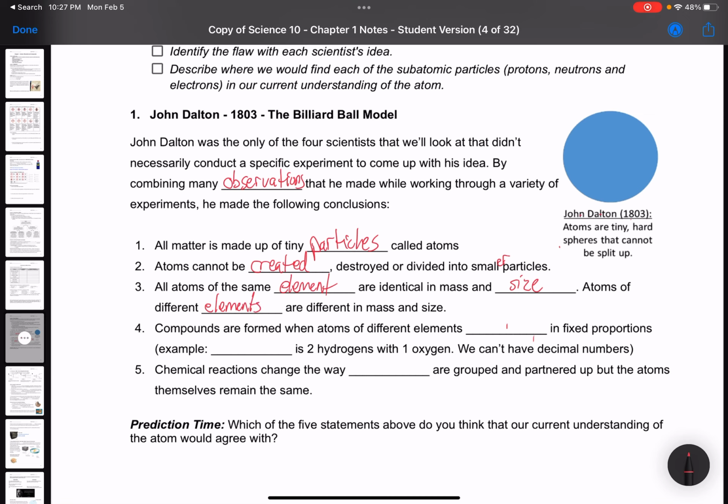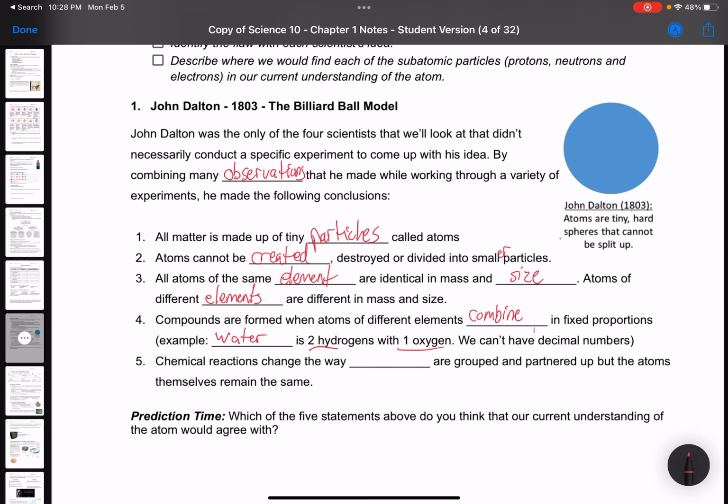He said you can't have decimal numbers, you can't have 2.5 hydrogens getting together with 1 oxygen, because remember that he said that they cannot be divided into smaller particles. So there's no way to have half an oxygen. You have one oxygen or two oxygens, so no decimals. And these chemical reactions change the way that atoms are grouped and partnered, but the atoms themselves remain the same.